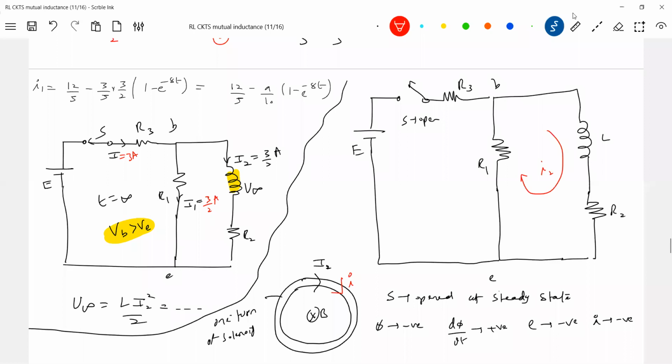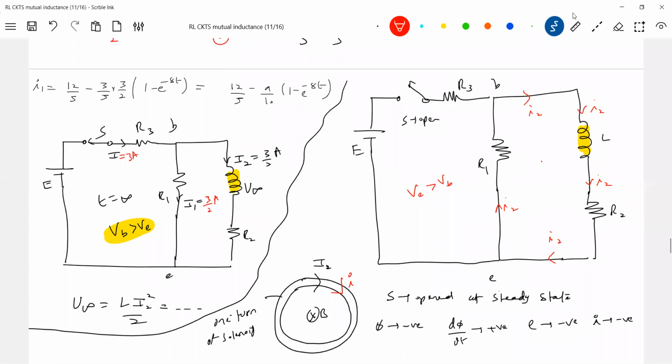Now the inductor will behave like a cell. Now look at which is at higher potential, VB or VE? VE is at higher potential. Note it down because the current I2 will flow like this. I'll show I2 here. Earlier the current through the resistor was flowing from B to E. Now it is flowing from E to B. Now VE will be greater than VB. Potential at E will be greater than B once the switch is open.